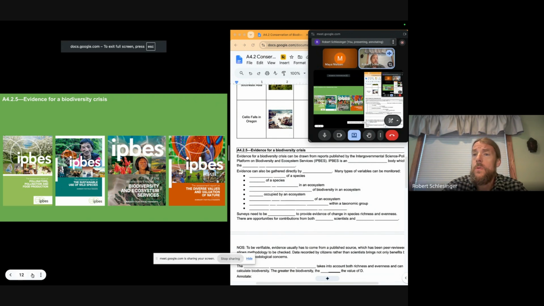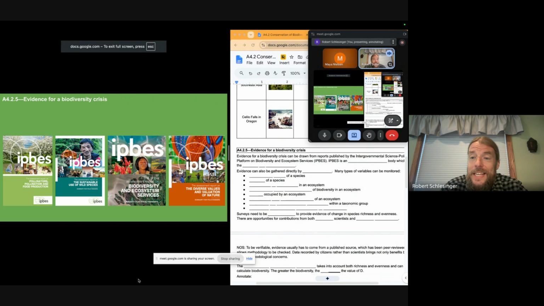Okay. So how do we know how bad biodiversity loss is? How do we know if it's accelerating? How do we know if it's getting better? How do we know if it's getting worse? How do we know where it's happening? Well, we have some tools, and one of the tools is a mouthful.